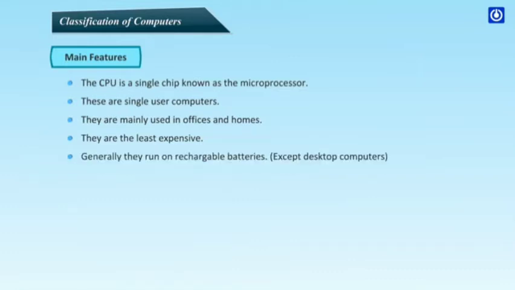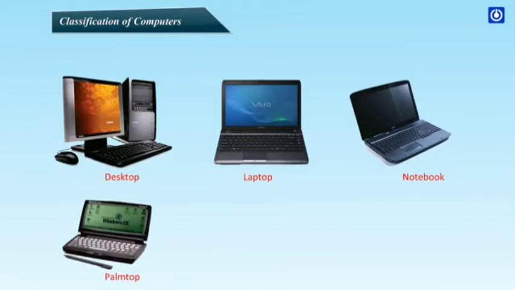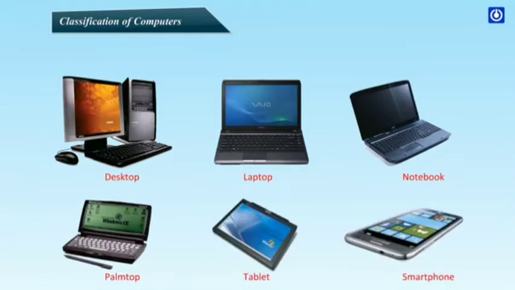Main features: the CPU is a single chip known as the microprocessor. These are single-user computers. They are mainly used in offices and homes. They are the least expensive. Generally, they run on rechargeable batteries, except desktop computers. Desktop, laptop, notebook, palm top, tablet, smartphone.